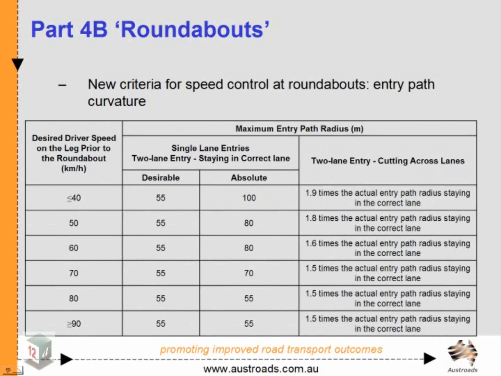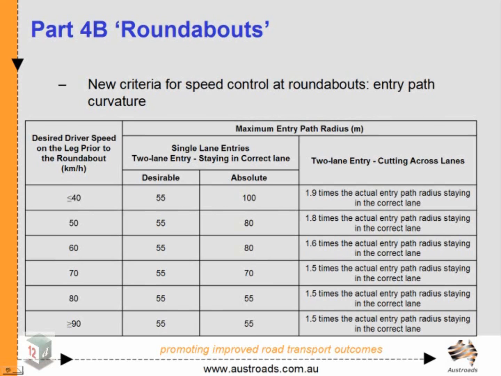Many of the countries overseas have been using such an approach. The UK have been doing this, I was informed actually not that long ago, since 1981. I thought it was more like 1993, but apparently the UK have been using entry path curvature from at least 81. So we've eventually caught up, and there's been some new criteria developed based on our Queensland roundabout safety study to define that entry path curvature.